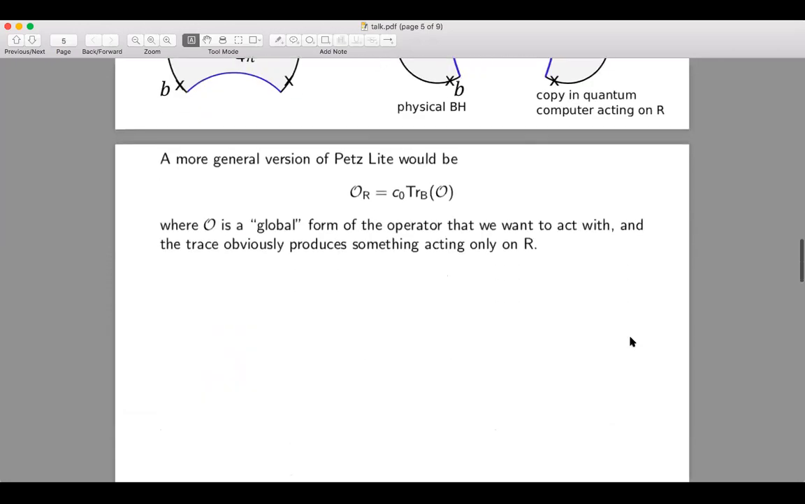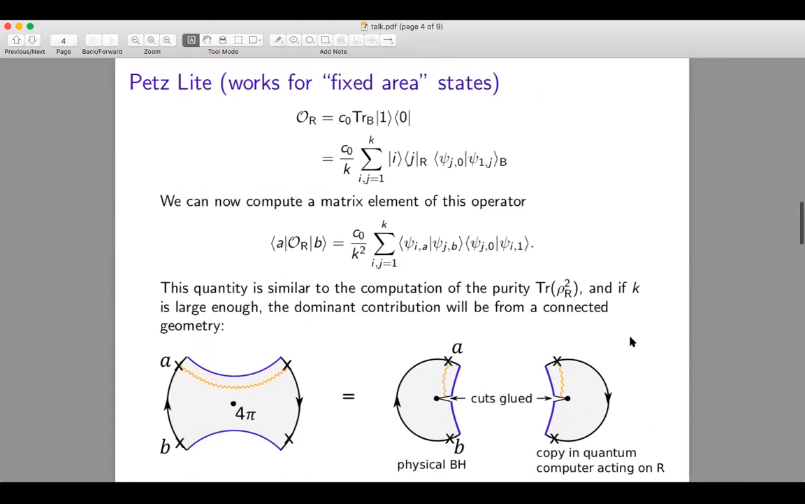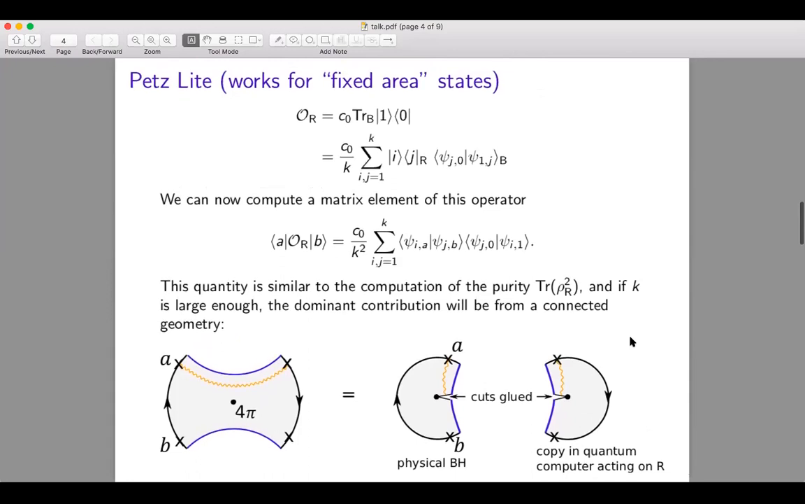Okay, so I won't go on to discuss the full PETS version of this operator, but that's just a way of relaxing this fixed area restriction.